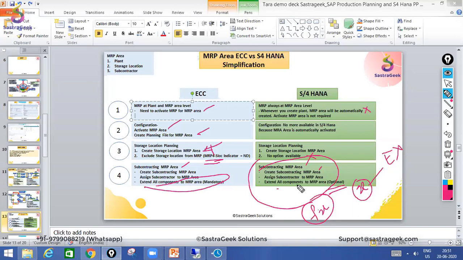So this is optional. If I'm having the same planning parameters at both places, I don't have any different planning parameters for that material with this MRP area. No need to do extension of that raw material. So the master data maintenance activity is getting removed. This is the new functionality that is available in SAP S/4HANA, which was mandatory in ECC. So these are the simplifications that SAP has provided from the MRP area point of view.